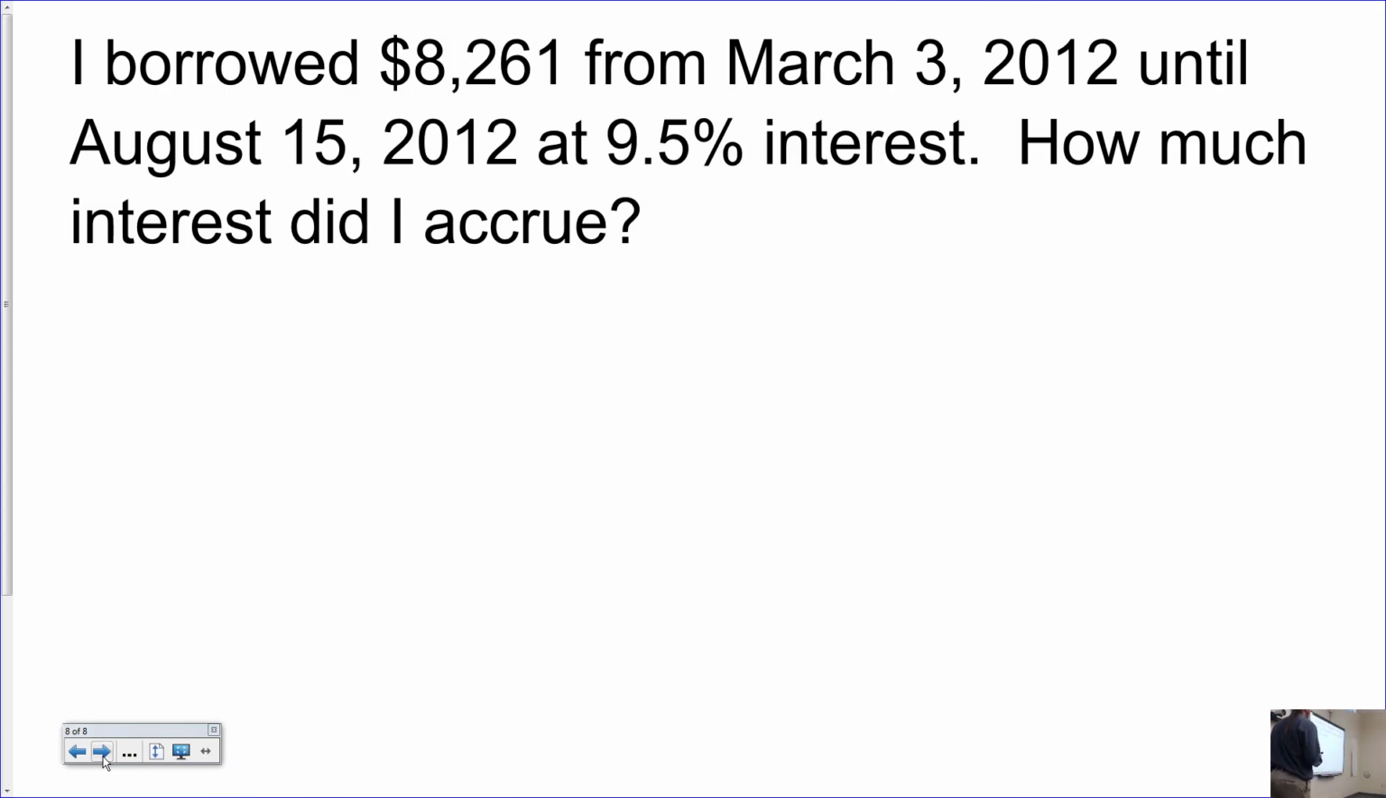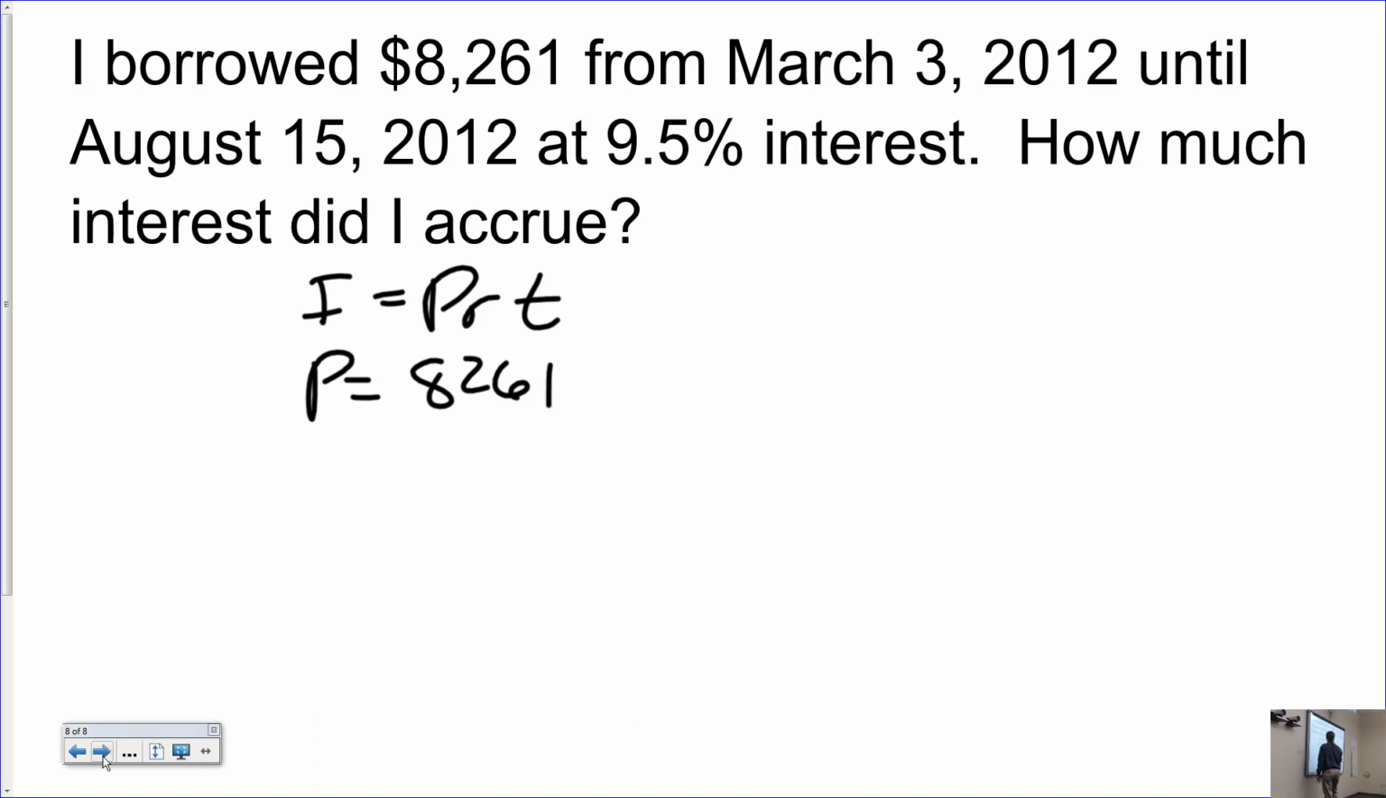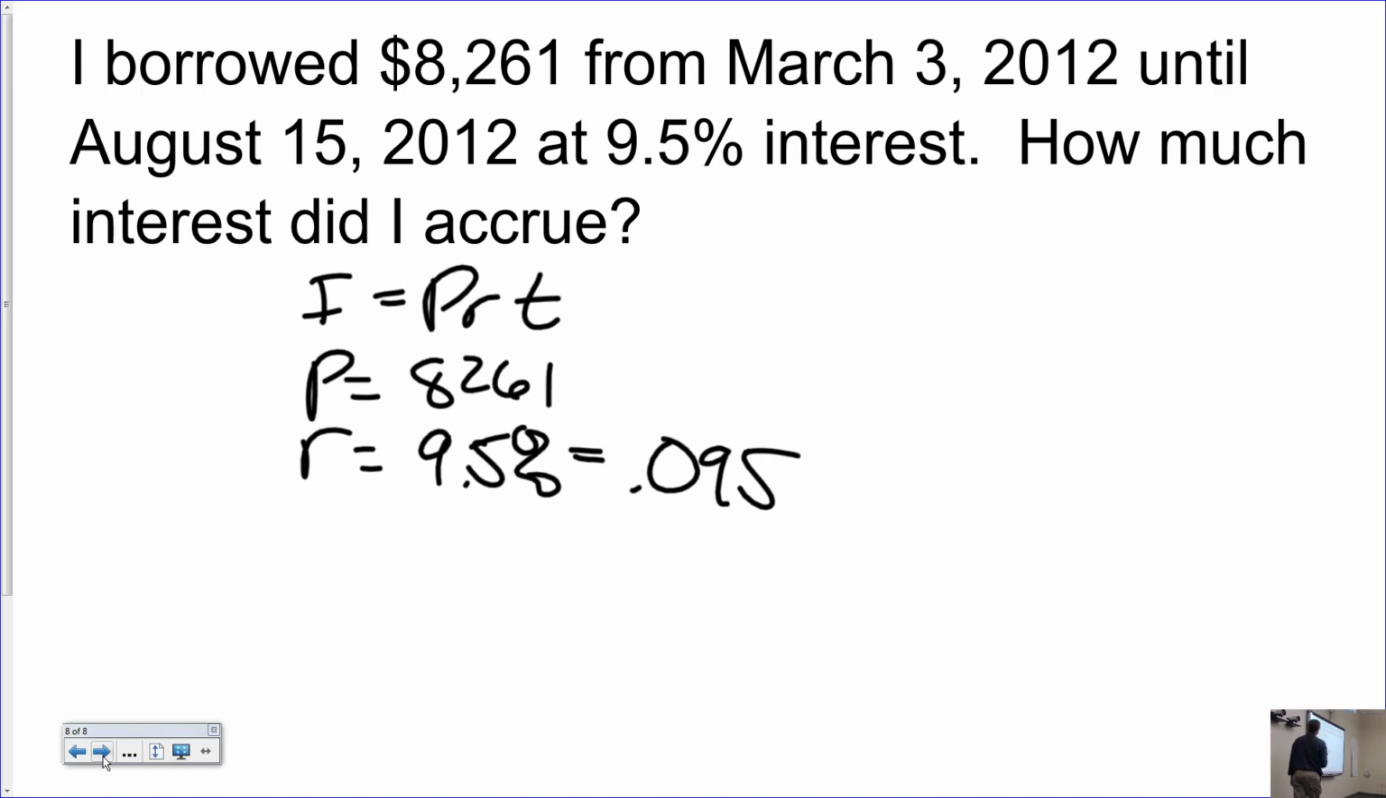Last but not least, I borrowed $82.61 from March 3rd, 2012 to August 15th, 2012 at 9.5%. What was my interest? It's PRT again. P is the 82.61. R is 9.5%. Just convert to a decimal correctly. Please don't forget the 0.